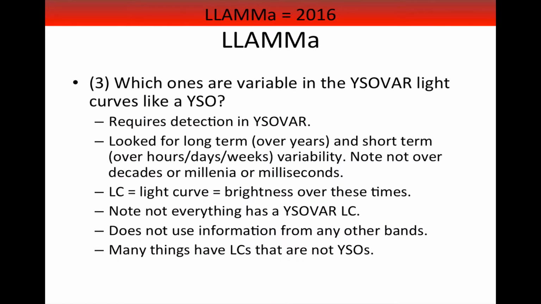So the third criteria that Llama used to identify young stars is variability. So we've got these YSOVAR light curves. Which ones are variable? Because the young stars are going to be variable.